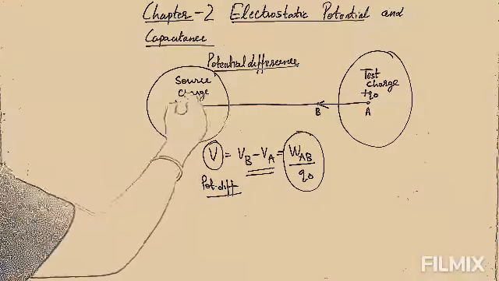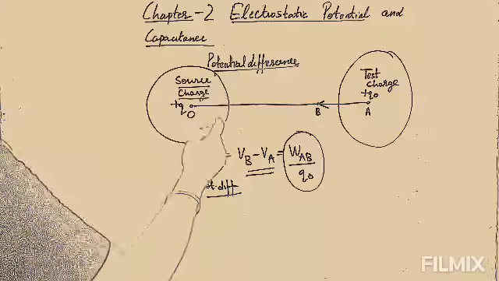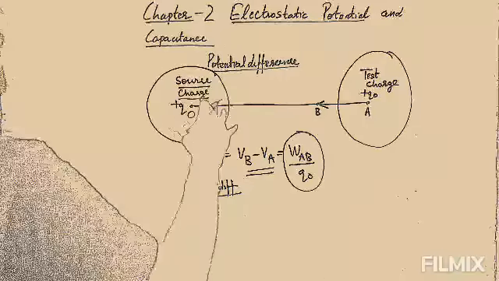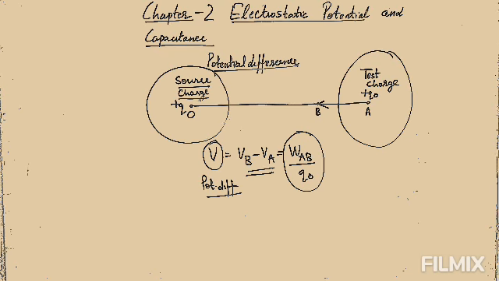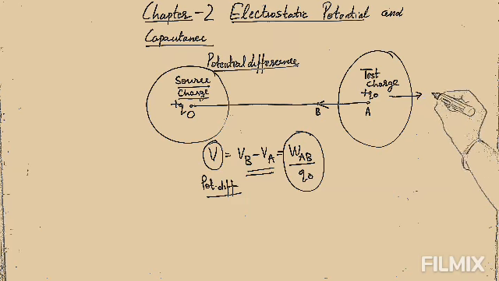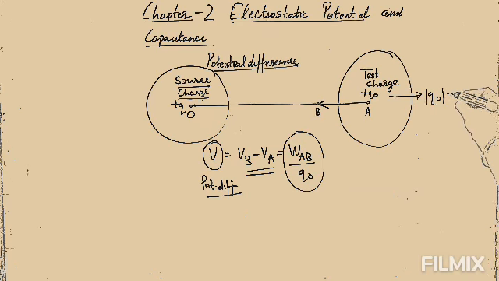Now basically source charge is the charge whose electric field will provide the repulsion force to the test charge. Test charge is nothing but a point charge which is having a magnitude of 1. So test charge is being moved against the electrostatic force of repulsion.